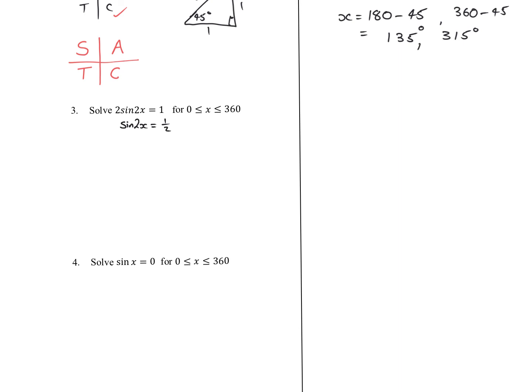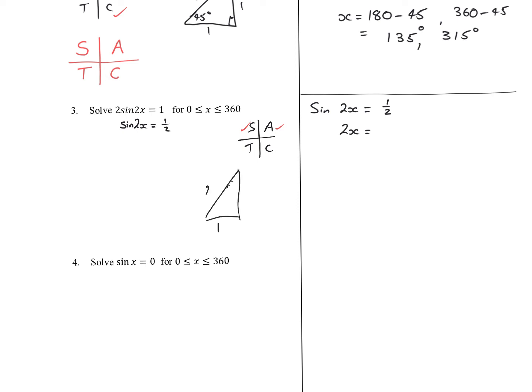Are we going to have positive answers or negative? Which quadrants are we going to be in? First two, yep, because we've got a positive answer. So it's in the first and second. So sine 2x is equal to 1/2. That means that 2x is equal to, and you can think about your triangle. For 1/2, we're going to use the 1, 2, root 3, and we want this angle up here, which is 30 degrees. So 2x is equal to 30 degrees.